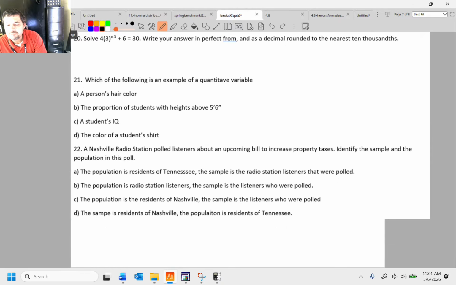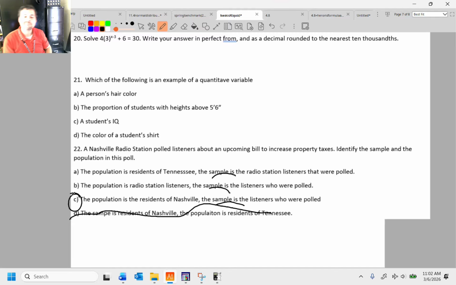All right, 22. A Nashville radio station polled listeners about an upcoming bill to increase property taxes. Identify the sample and population. The sample is going to be the people listening to the radio. Actually, three of those have the sample right. Not choice D. Since we're talking about an upcoming bill to increase property taxes, that only applies to people living in Nashville. So the population is the residents of Nashville.